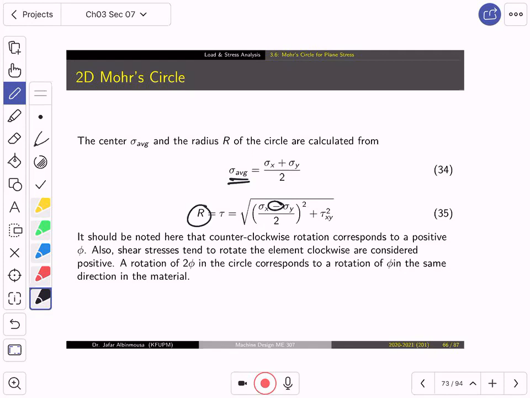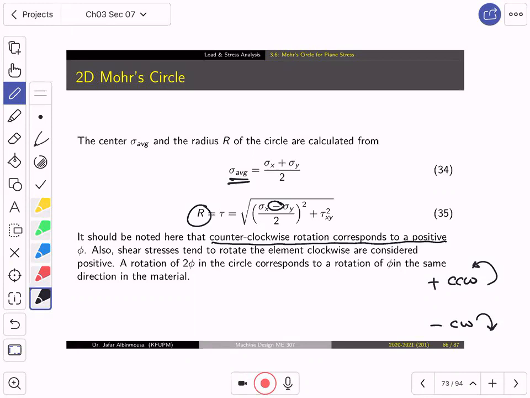Now, one of the critical things you should know about Mohr circle is that it has a rotation. You will see later, we'll tell you about it, but at least within machine design, our course, we consider counterclockwise rotation as positive. So if you have a rotation like this, which is counterclockwise, we consider it positive, and negative is clockwise.